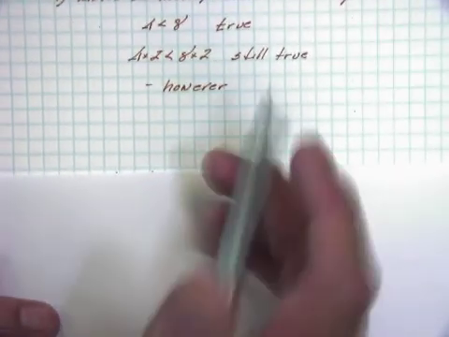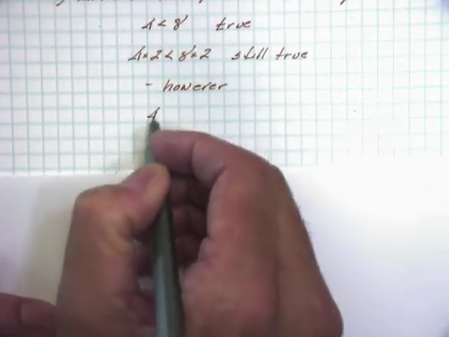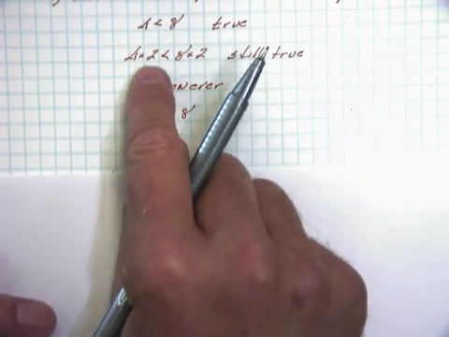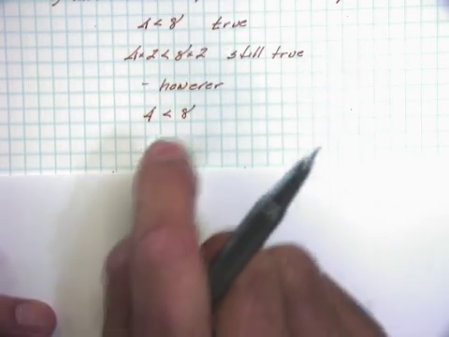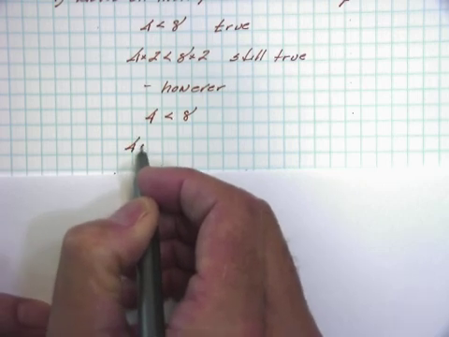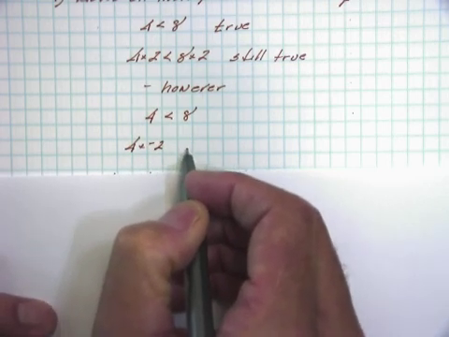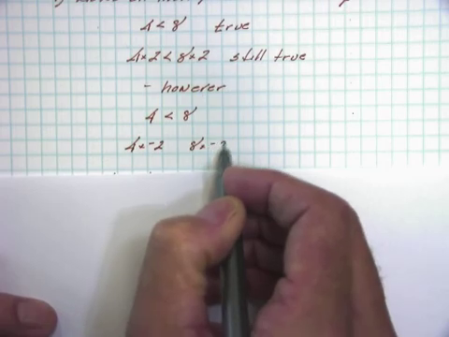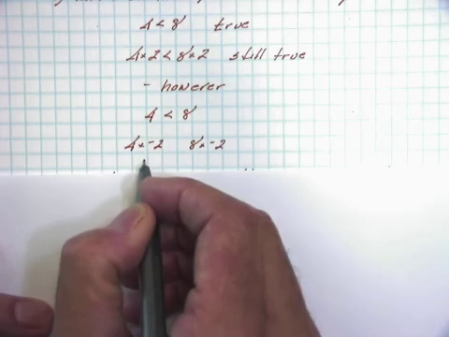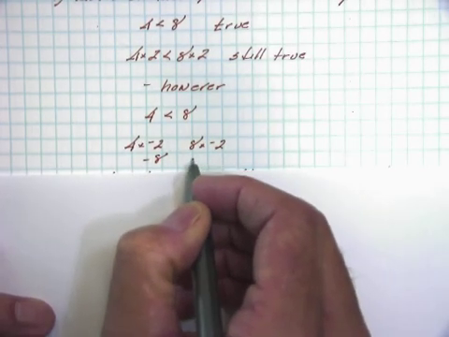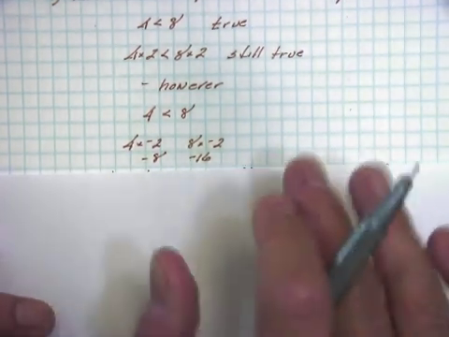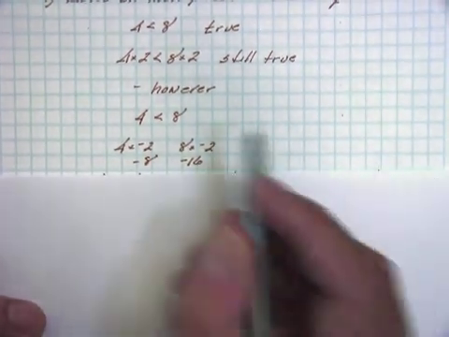However, so I'm going to put a however here. Let's go back to our original statement of 4 is less than 8. Now this time, I'm not going to multiply by a positive number on both sides. I'm going to multiply by a negative number on both sides. So I've got 4 times negative 2 and 8 times negative 2. Well, what happened? So 4 times negative 2 is negative 8, and 8 times negative 2 is negative 16.